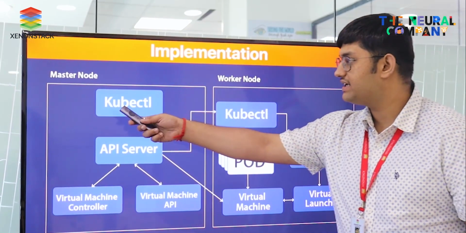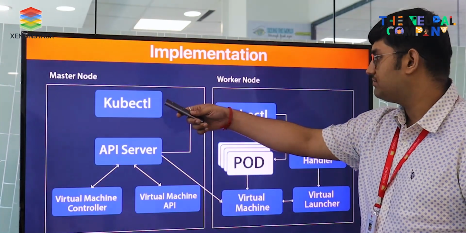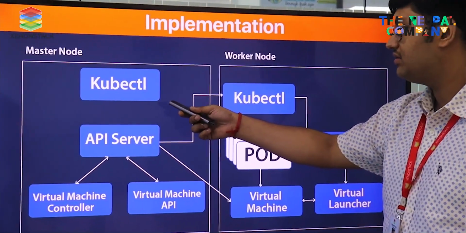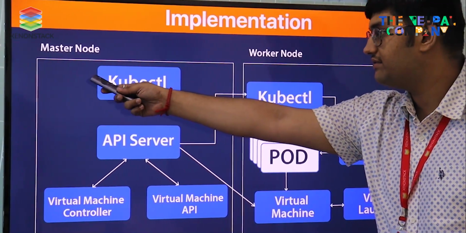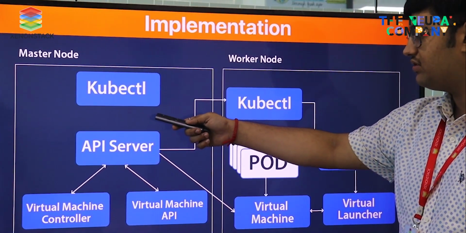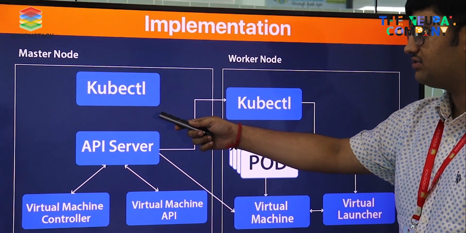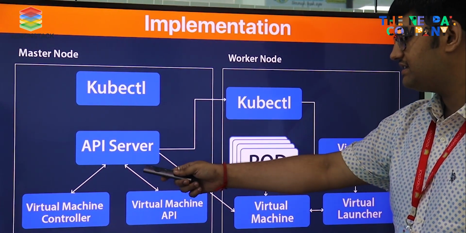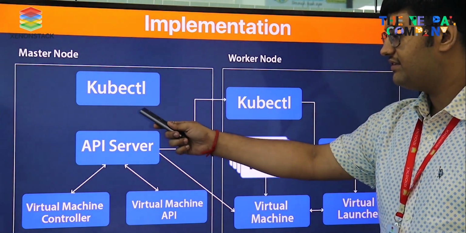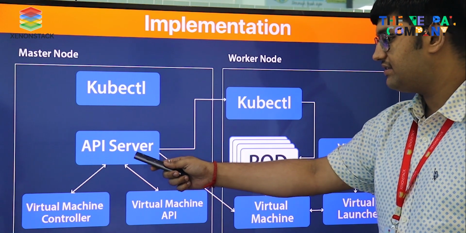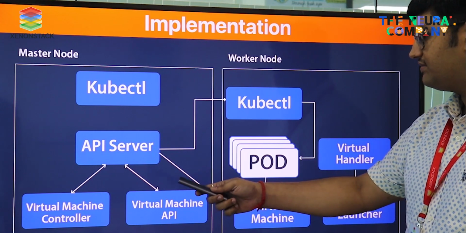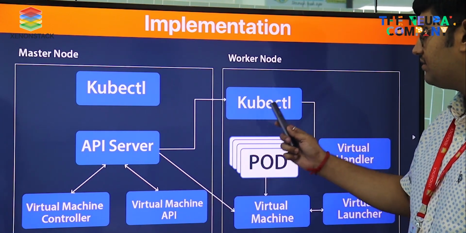Basically, you can set up a single node cluster or a multiple node cluster. In our scenario, I have used a master node and a worker node. On the master node, the Kubernetes control tool works, through which we communicate with the Kubernetes cluster. Under that there is the API server, virtual machine controller and the virtual machine API. We give instructions to the API server. The API server instructs the machine controller to check if there are any provisioned VMs on the worker node or not.